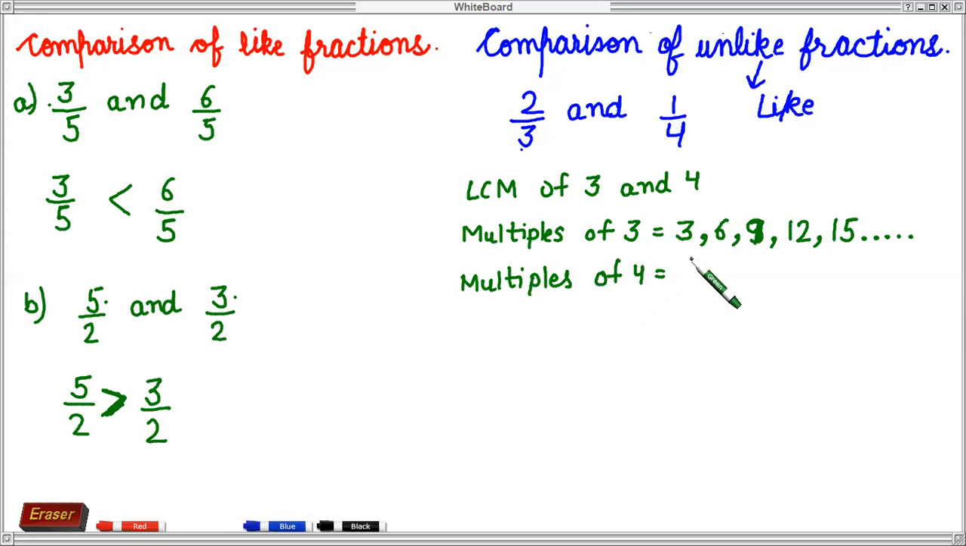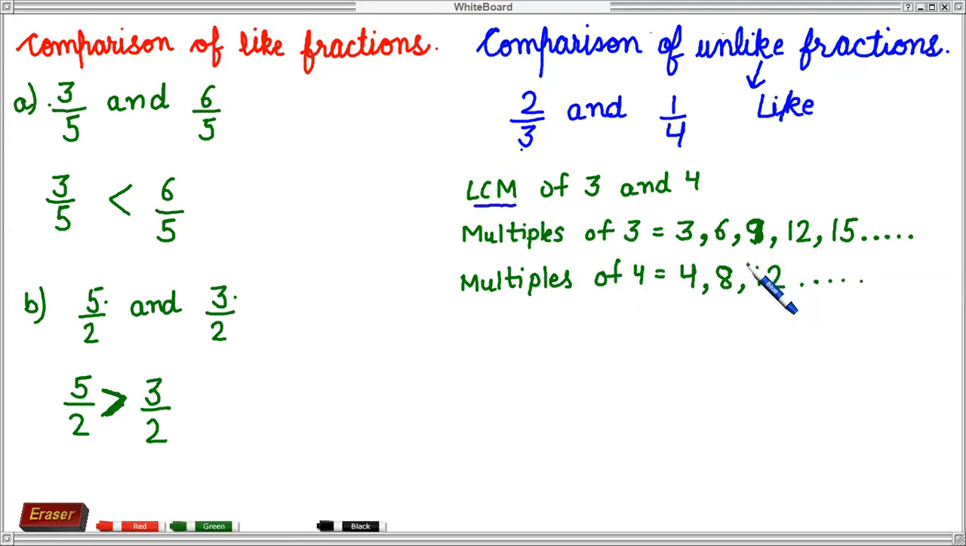Now we will write the multiples of 4. 4 times 1 is 4. 4 times 2 is 8. 4 times 3 is 12. Now we stop here only because we have already found the least common multiple of 3 and 4.